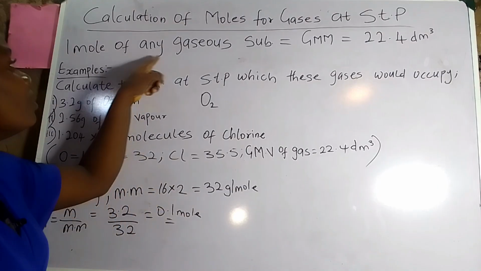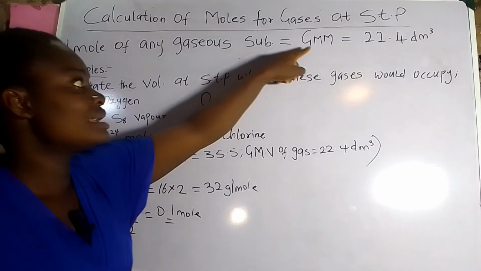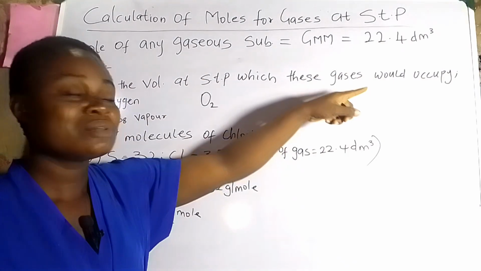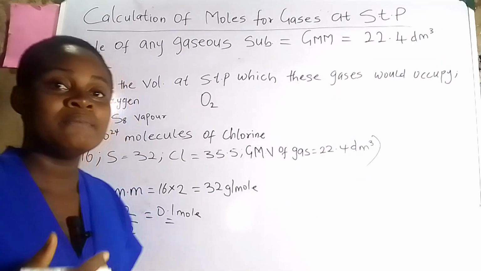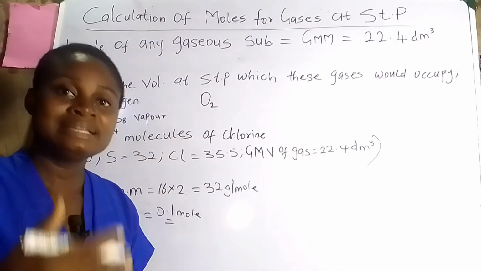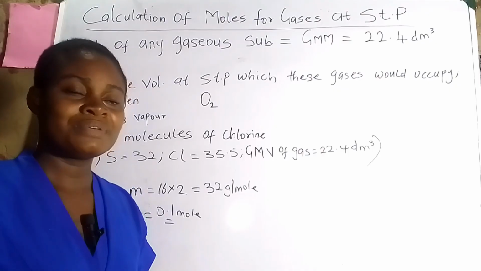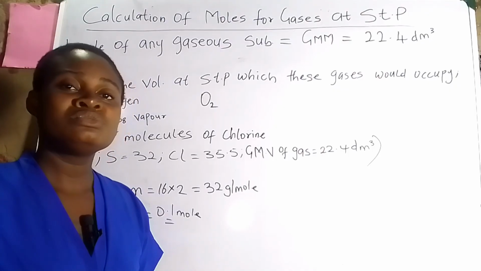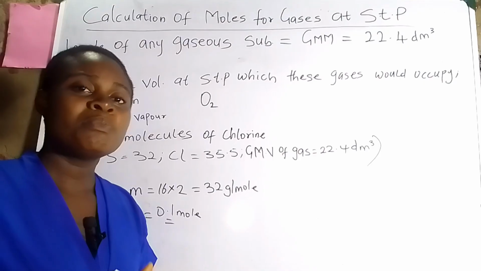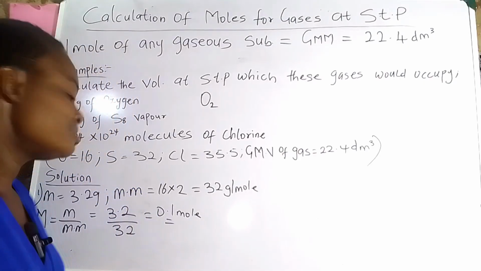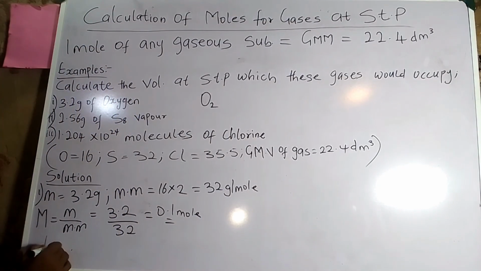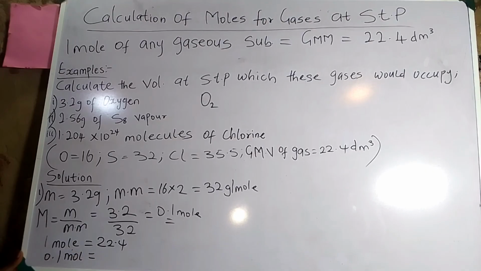Mathematically, 1 mole of any gaseous substance is equals to the gram molecular mass, which is equals to 22.4 dm³. So 1 mole of oxygen gas is equals to 22.4 dm³. Now you ask yourself, if 1 mole is equals to 22.4 dm³, what will 0.1 mole occupy?